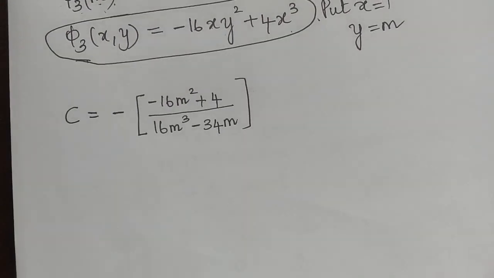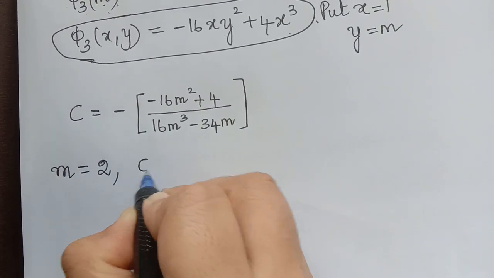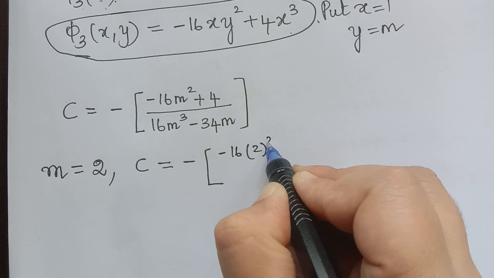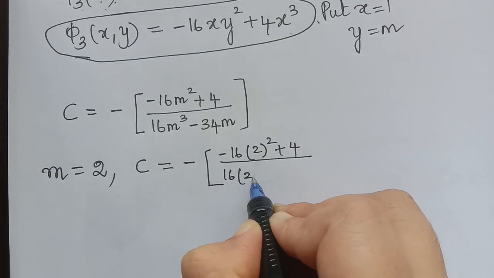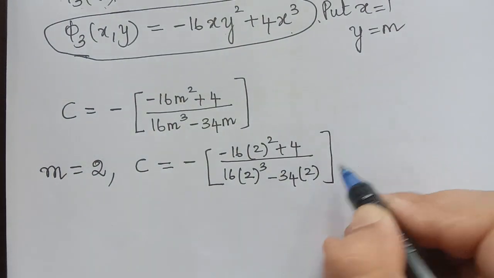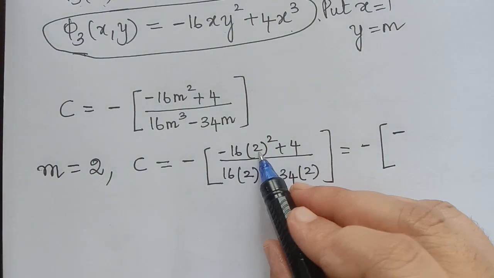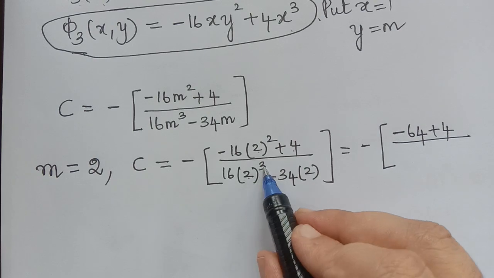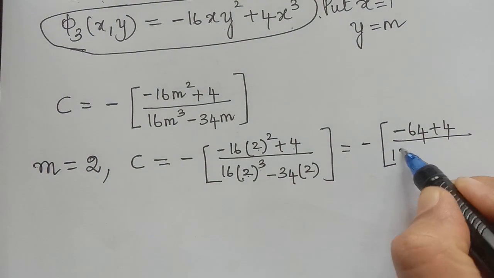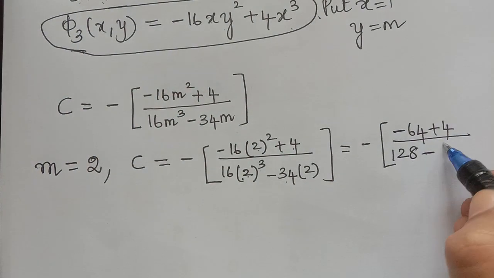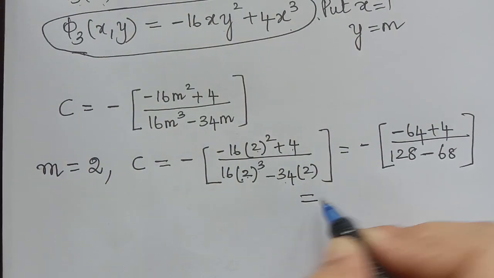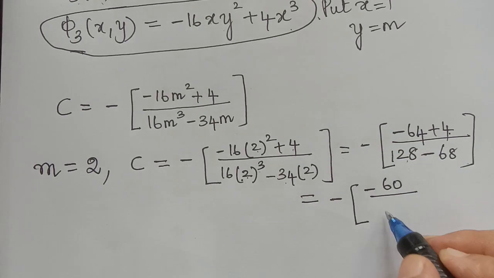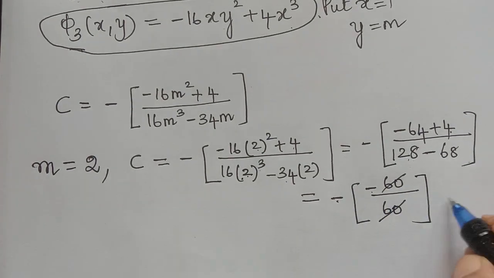Yes, the first value of m is what? m is equal to 2. For that, we have to find the value of c. So c will be equal to minus of, we have to put 2 over here. So minus 16 multiplied with 2 square plus 4 divided by 16 multiplied with 2 cube minus 34 multiplied with 2. And so that is equal to minus of minus 2 2s are 4, 4 multiplied with 16 is 64, and then plus 4, divided by 2 cube is 8, 16 multiplied with 8 is 128, minus 34 multiplied with 2, which is 68. So c will be equal to further minus of minus 64 plus 4 is minus 60, divided by 128 minus 68 is 60. So this gets cancelled and minus into minus becomes plus. So it will be equal to 1.